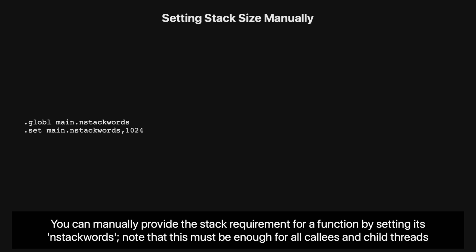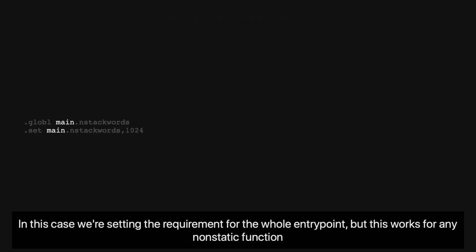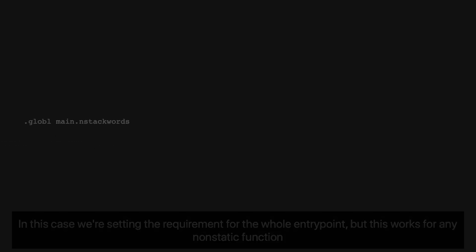Where it's not possible or desirable to annotate source code, it's also possible to provide the stack size requirements by hand at a function level. Again, this requires care, as it can't be verified by the tools, and assigned sizes must be sufficient for all callees and spawned threads of a function. In this case, we set the stack size for our main function to 1024 words. We can do this for any non-static function.